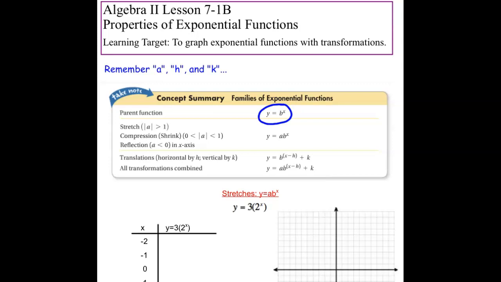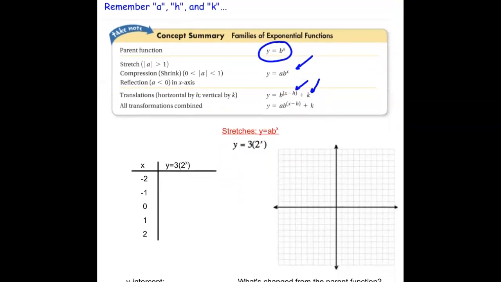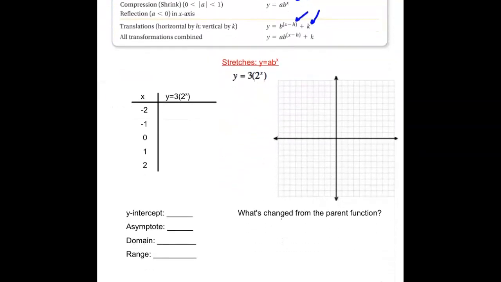And then yesterday we talked about this one, where y equals a times b to the x. And we had some numbers in front. That a piece, again, causes it to stretch or compress, and it reflects over the x-axis if a is negative. And then today, again, we're going to look at shifting left and right and up and down. Okay? So we'll take them in pieces. Let's first of all look at that stretch.